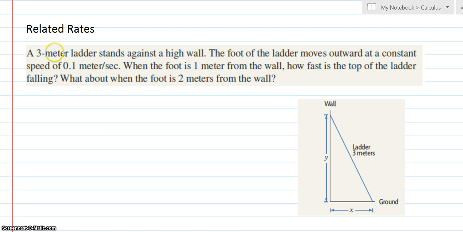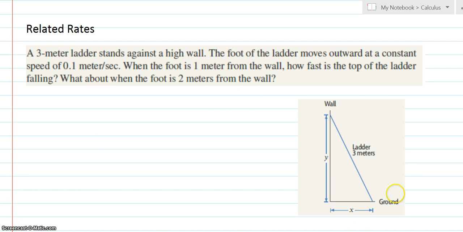A 3-meter ladder stands against a high wall. The foot of the ladder moves outward at a constant speed of 0.1 meters per second. When the foot is 1 meter from the wall, how fast is the top of the ladder falling? What about when the foot is 2 meters from the wall?